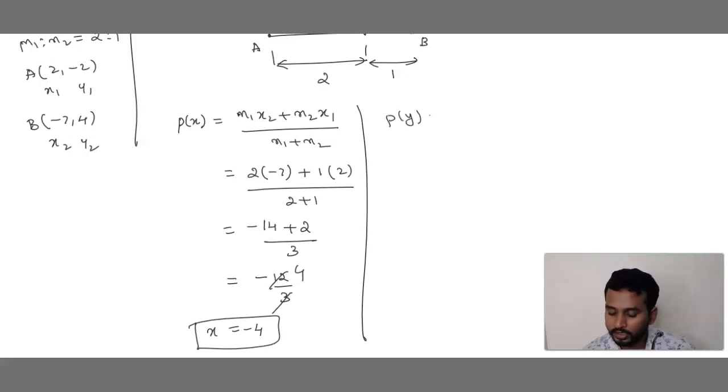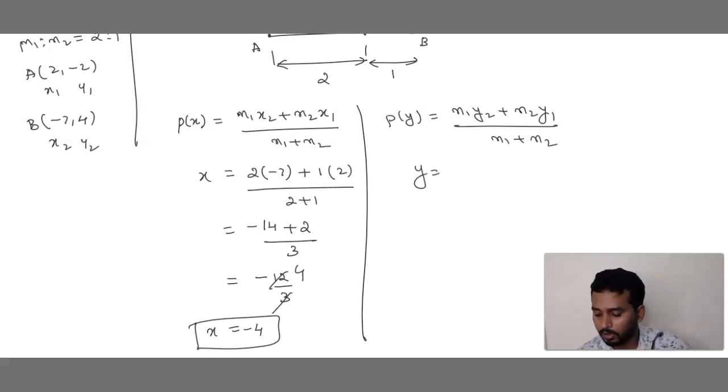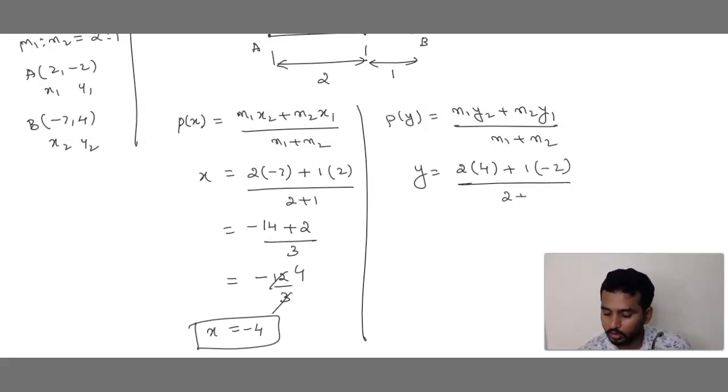Similarly, for the y coordinate, p of y is equal to m1 y2 plus m2 y1 by m1 plus m2. So this is x, now this is the y coordinate. So m1 is 2, y2 is 4, plus m2 is 1, y1 is minus 2, divided by 2 plus 1. 2 4s are 8, plus into minus is minus, 1 2s are 2, by 2 plus 1 is 3. 8 minus 2, 6 by 3. 3 1s are 3, 3 2s are 6. So the value of y is plus 2.